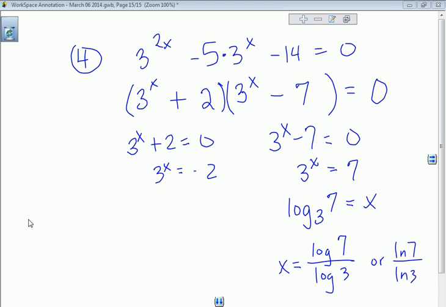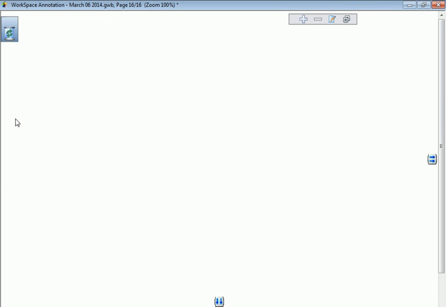Okay, let's take a look at 2 more, and then we'll be done. So let's say we have 2 to the 2x plus 1. So this one's a little different. 7 times 2 to the x equals 4. So this one's not equal to 0. So our first thing we're going to do is move this 4 over, so it'll become minus 4. Now it's equal to 0.